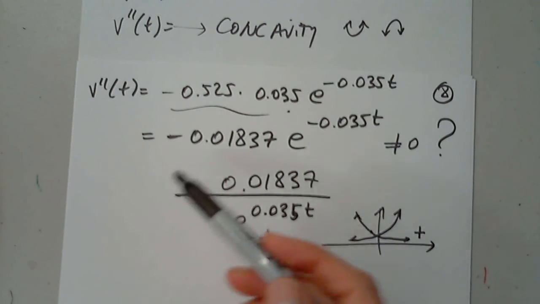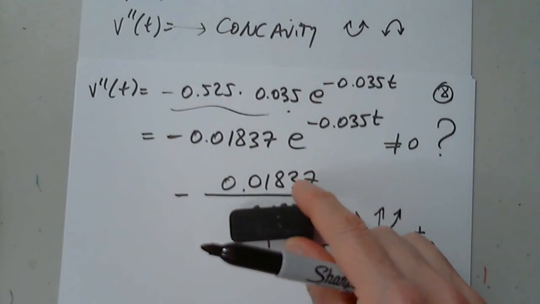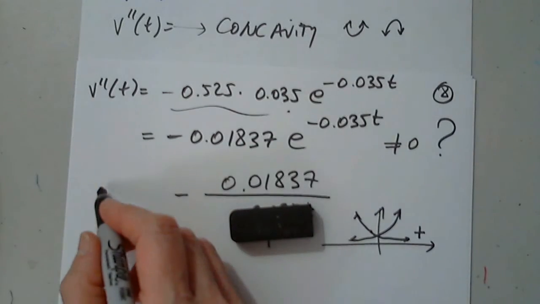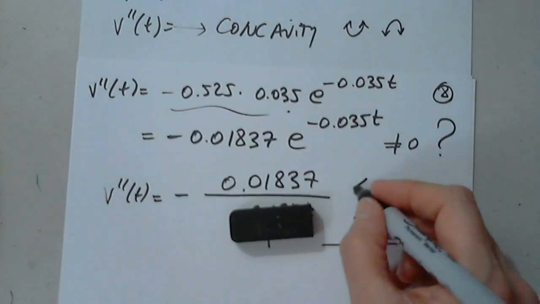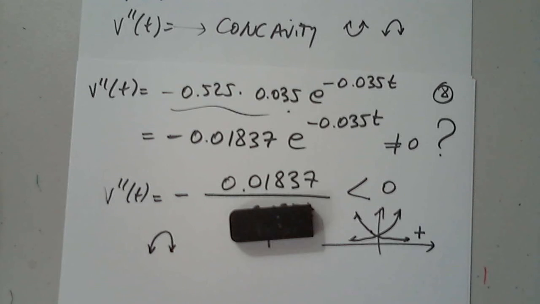Now, what is the sign of this expression then, if this is always positive? What is the sign of this expression, or the second derivative? This is the second derivative. What is its sign? Negative. Yes, because it's negative, we know that the function will always be concave downward. The function, v of t.